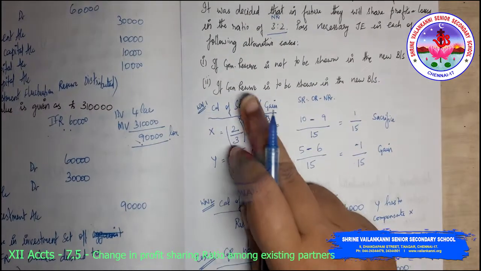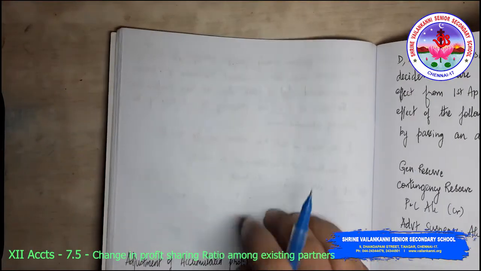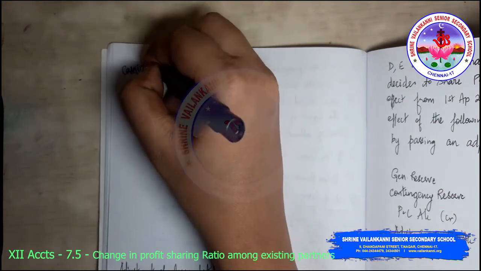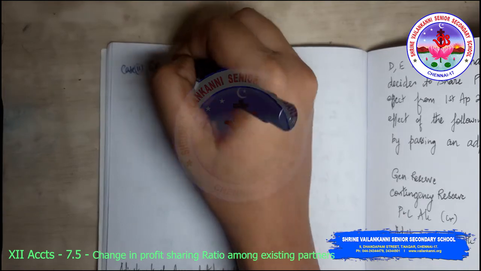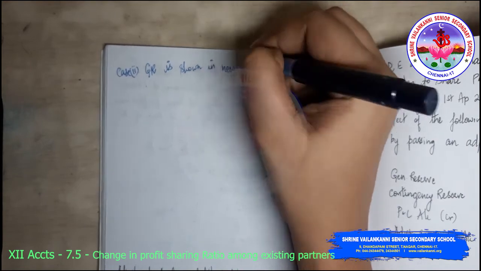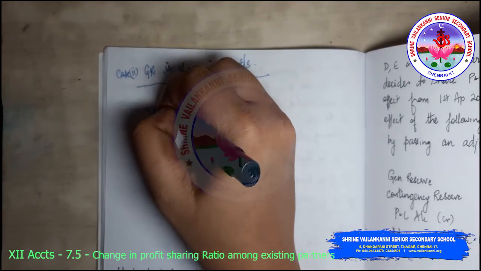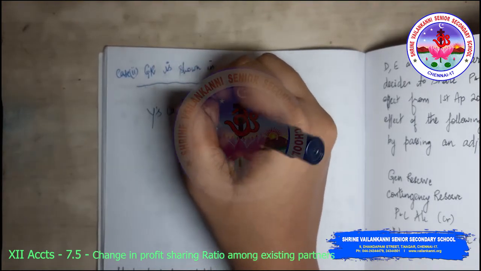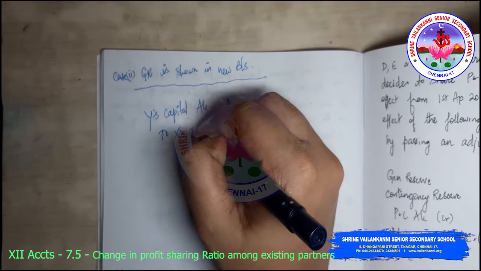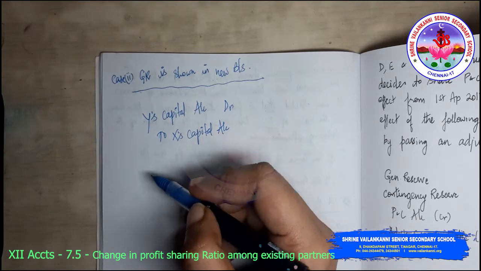Case 2, if general reserve is to be shown in the new balance sheet, in that case what are we supposed to do? Case 2, general reserve is shown in new balance sheet. In this case, it is Y's capital account debit to X capital account, being the balance adjusted in sacrificing ratio.